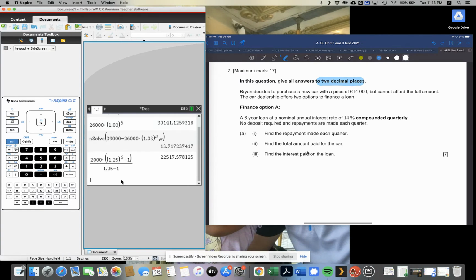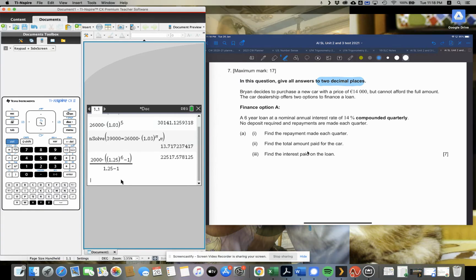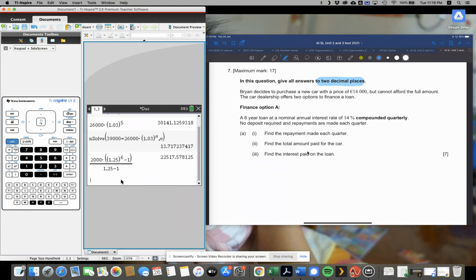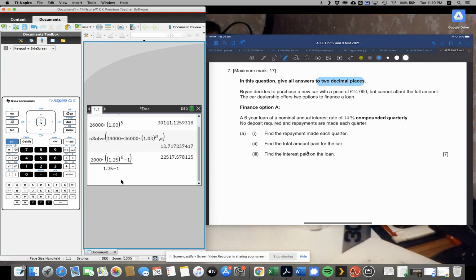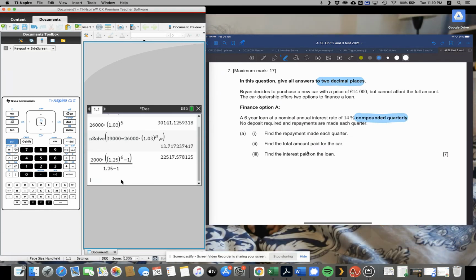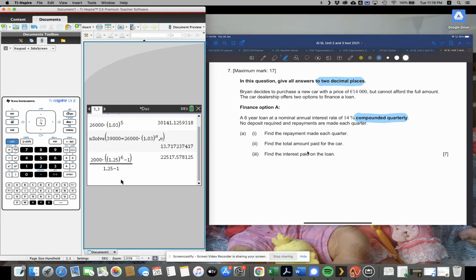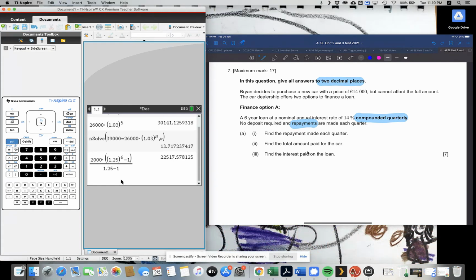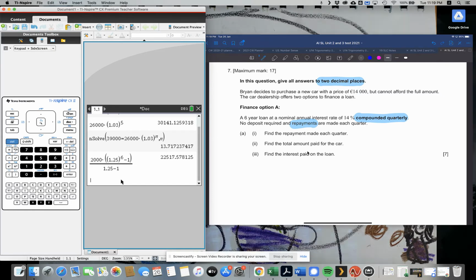Brian decides to purchase a new car with a price of 14,000 euros, but cannot afford the full amount. The car dealership offers 2 options to finance a loan. Finance option A, a 6-year loan at a nominal annual interest of 14% compounded quarterly. No deposit required, and repayments are made each quarter. Part A1. Find the repayment made each quarter.